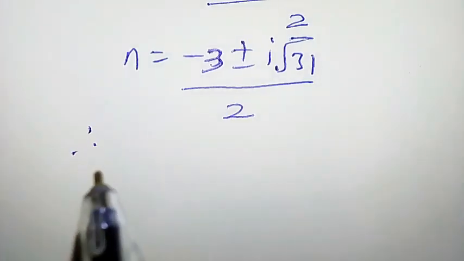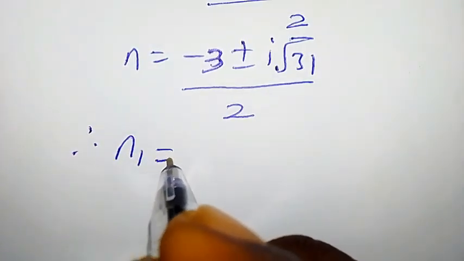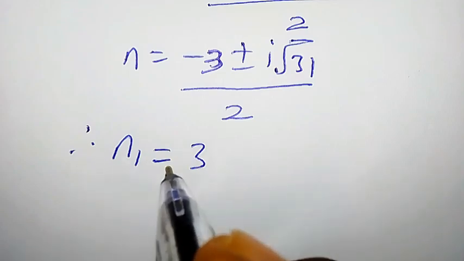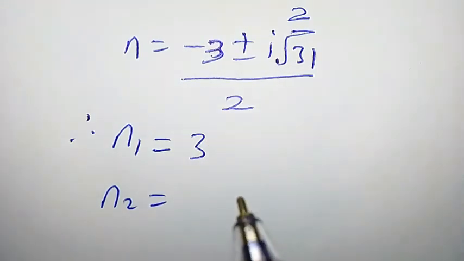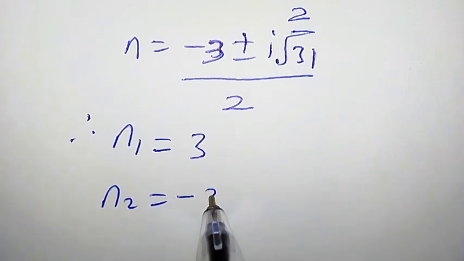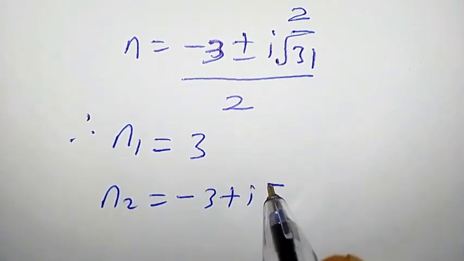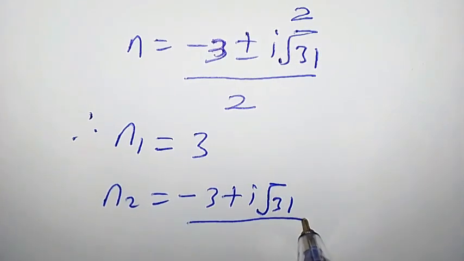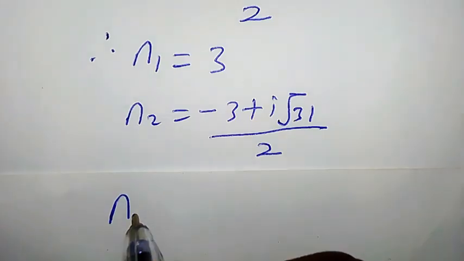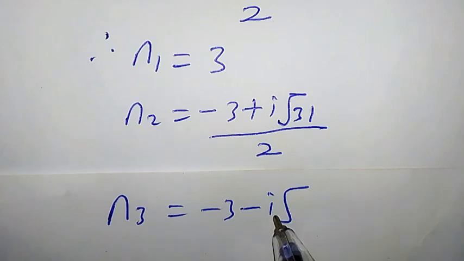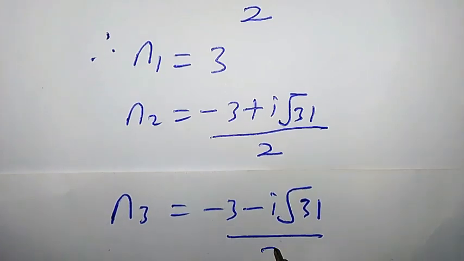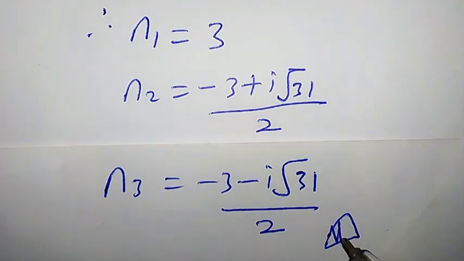So therefore, n1 is equal to 3, which is the real solution that we obtained. n2 is equal to, from this, minus 3 plus i times square root of 31 over 2. n3 is equal to minus 3 minus i times square root of 31 over 2. This is the required solution.